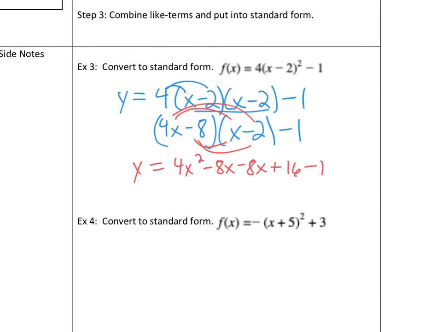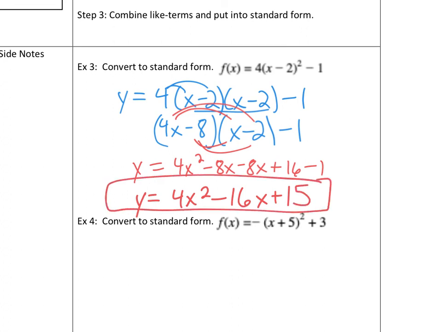Combine like terms, y equals 4x squared minus 16x plus 16 minus 1, plus just 15. Oh, 15. Yeah. That one's pretty easy, right? Just FOILing, just knowing, really the biggest part on that one is just knowing that x minus 2 squared is the same thing as x minus 2 times x minus 2. Okay. Do we want to do example 4? No? Okay. We'll call it a day on this.